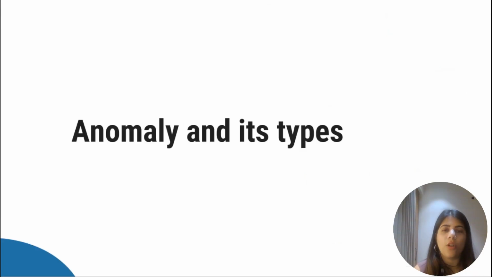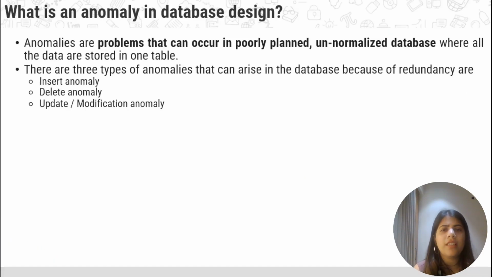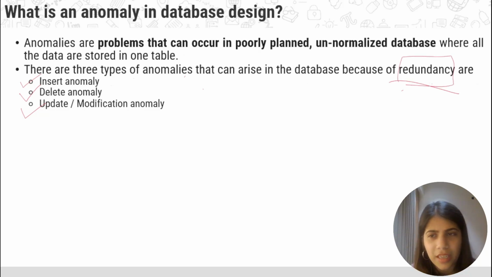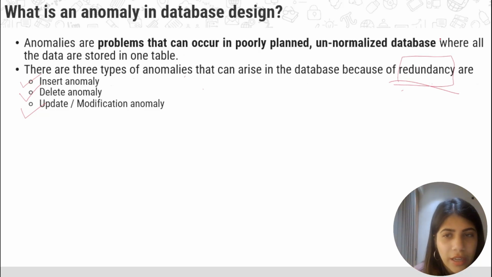Now let's understand what an anomaly is and its different types. So what is an anomaly? These are the problems that can occur in a poorly planned or unnormalized database where all the data are stored in one table. There are three types of anomalies that can arise in the database because of redundancy, which are insert, delete and update. Redundancy means duplicacy. Again I'm repeating, just to remind you that redundancy means duplicacy. We do not want any kind of duplicacy in our database design. Such anomalies happen during insertion, deletion or updation.